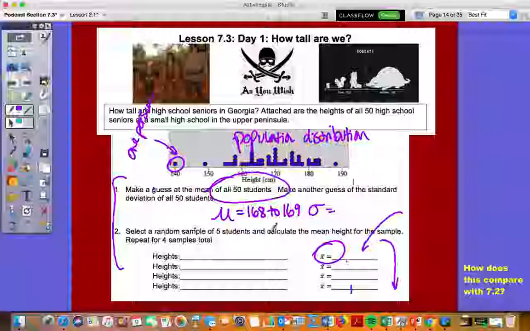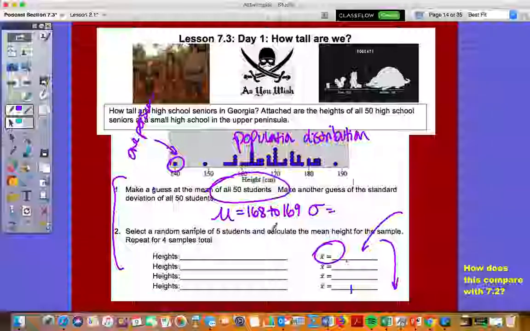It'll be like 6. There's five? Oh, really? I thought you said 8. Okay, select a random sample of 5. It has to literally be random. Okay, and we're supposed to do that one for each person.